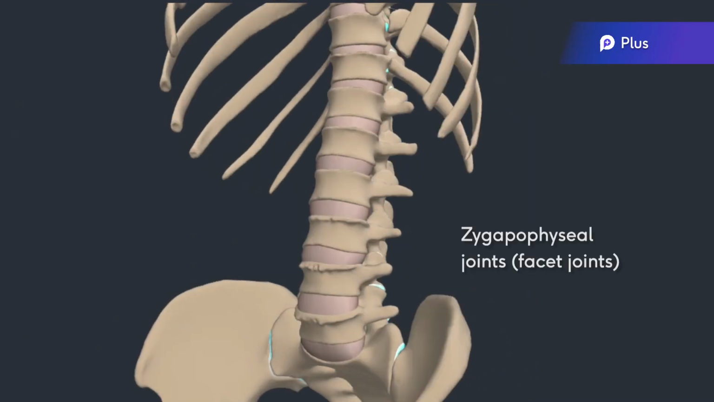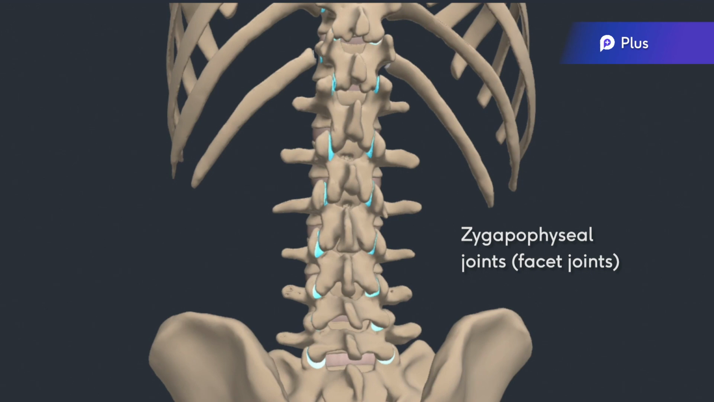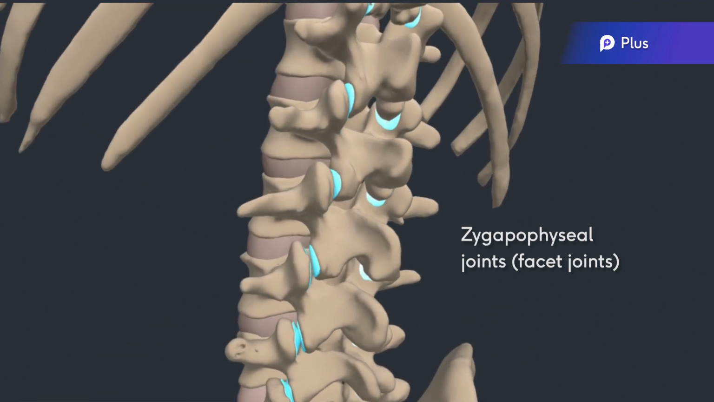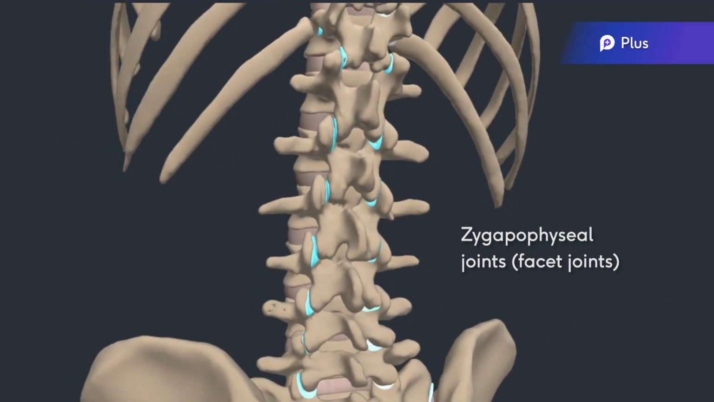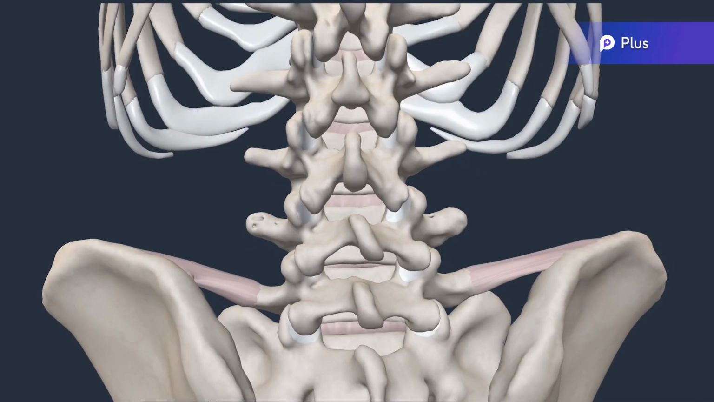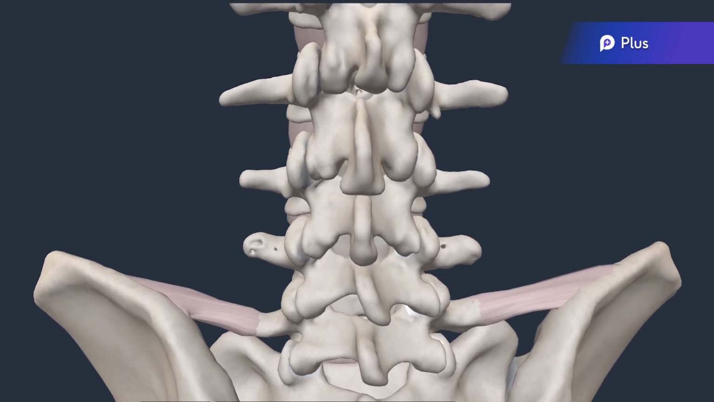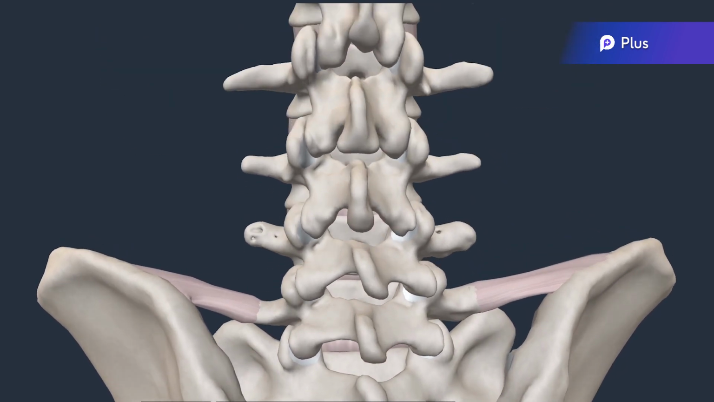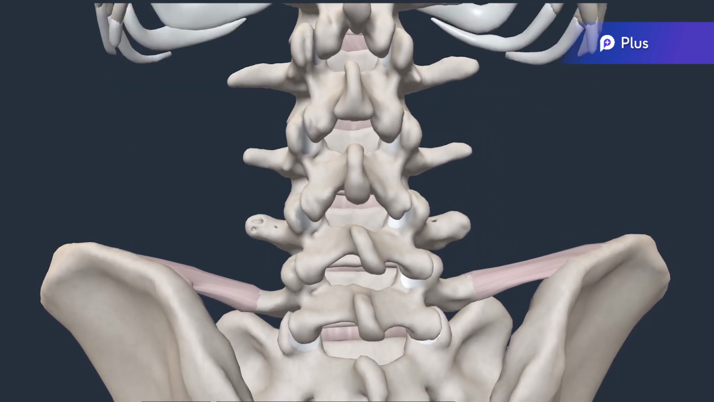The second type of joint is the zygapophyseal joint, or the facet joint. These are articulations between the superior and inferior articular processes on each side of each vertebra. They are responsible for guiding movement and do not bear any weight. However, in the lumbar spine, they are oriented vertically and as such do not allow as much rotational movement as compared to other regions in the spine.